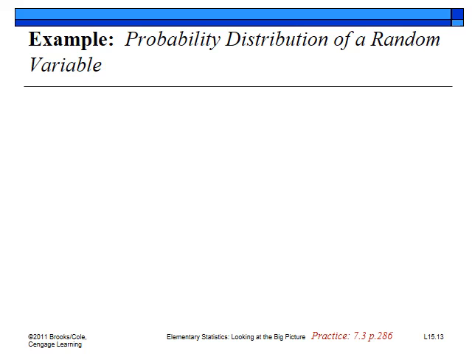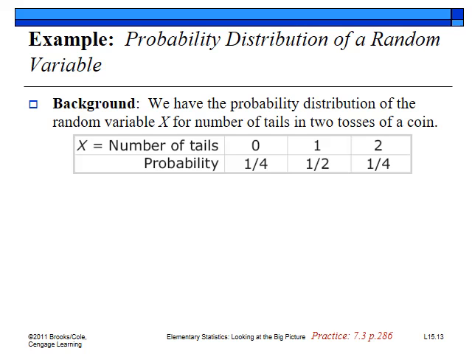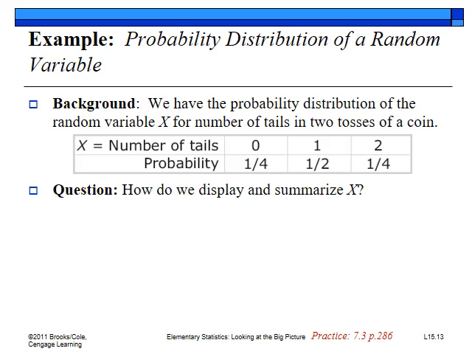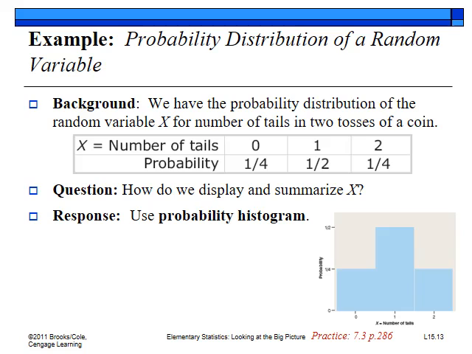So let's take a look at the distribution for this random variable. We've computed the different probabilities for each of the possible values for x. Now, how do we display and summarize our random variable x? Well, the way to display it is with a histogram. On the horizontal axis, we'll list all the possible values for x. And then above each one, we'll make a bar whose height is equal to the probability that x takes that value. So the bar above 0 has height 1/4, the bar above 1 has height 1/2, and the bar above 2 has height 1/4.